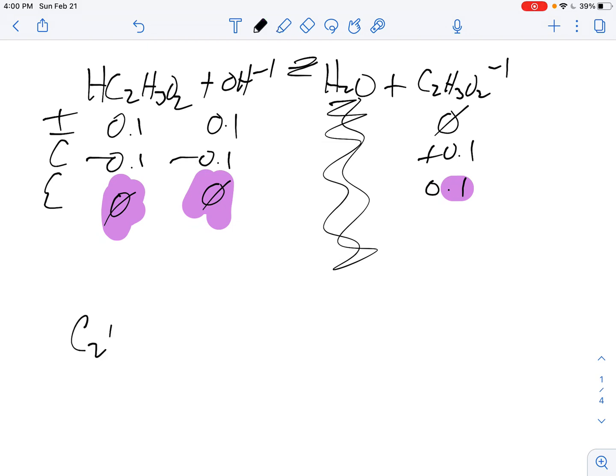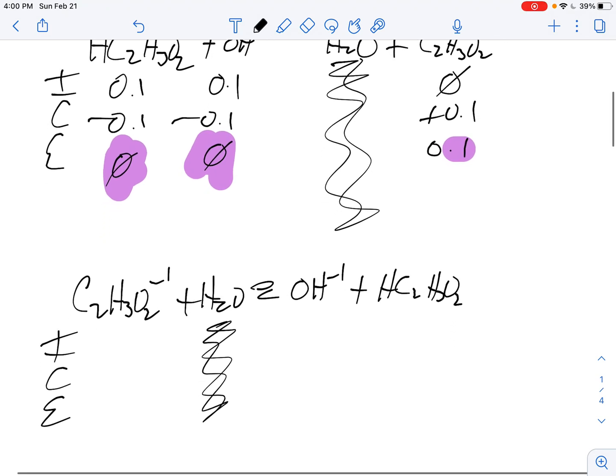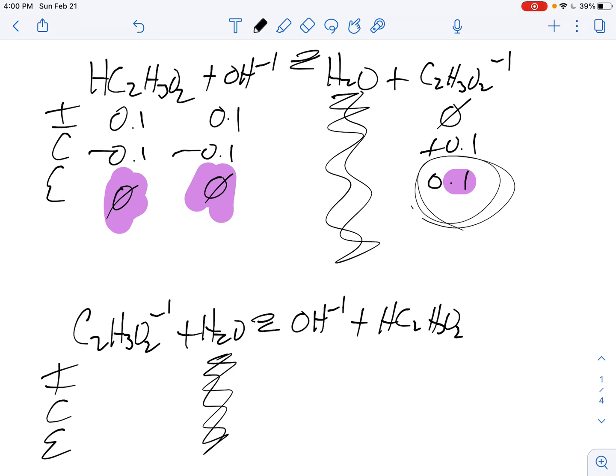So check it out. This is going to be C2H3O2 negative plus water is going to come over here, and it's going to form OH negative, and then HC2H3O2. I've got an I, I've got a C, and I've got an E, and I don't care about this. This is starting to look a little bit better, right? Because at least water is on the left-hand side, the reactant side, which is what we want. And knowing that this here was where it ended up when we forced it all the way over to the right, that's going to be now my new starting position. So it's 0.1, and then I'm going to start with 0 and 0 here.